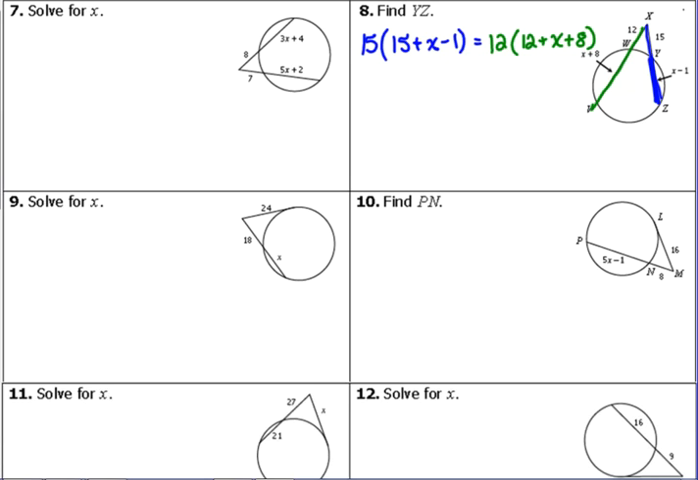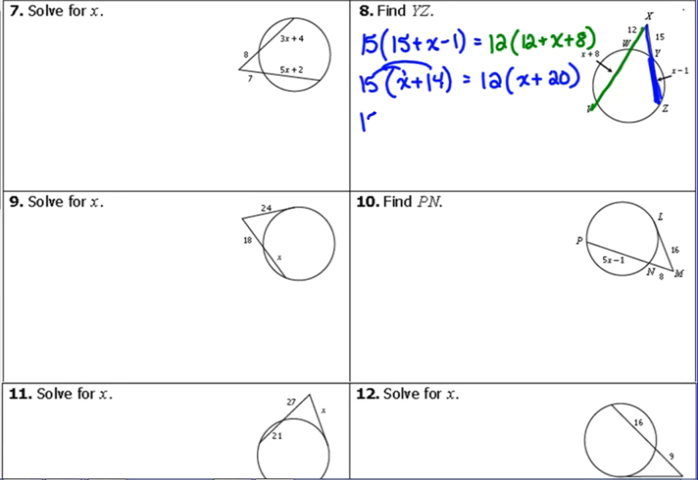So let's work that out. Let's go ahead and simplify what's inside of our parentheses here. 15 plus x minus 1 is x plus 14. And on the right side, 12 plus x plus 8 is x plus 20. Just adding like terms there.